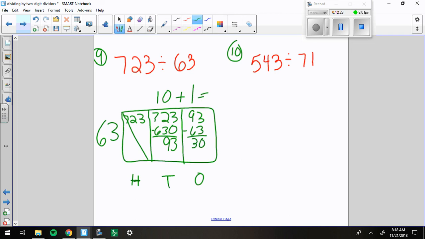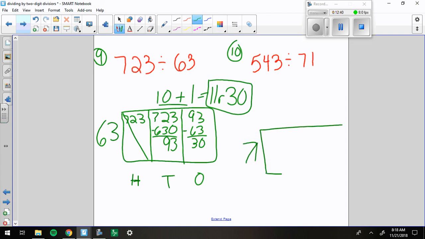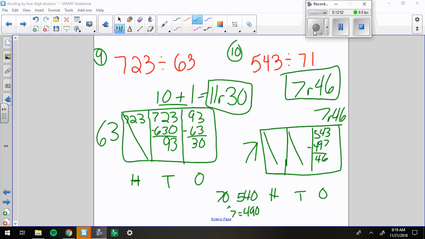Remember, this is an expanded form up here. I need to add 11 remainder 30. 11 remainder 30. Make sense? All right, you try number 10. 71. Let's set up our box, our area rectangle. We have our hundreds, our tens, and our ones. All right, pause the video. Come back and have an answer in the chat. Go, pause. All right. Answer to number 10, 7 remainder 46.